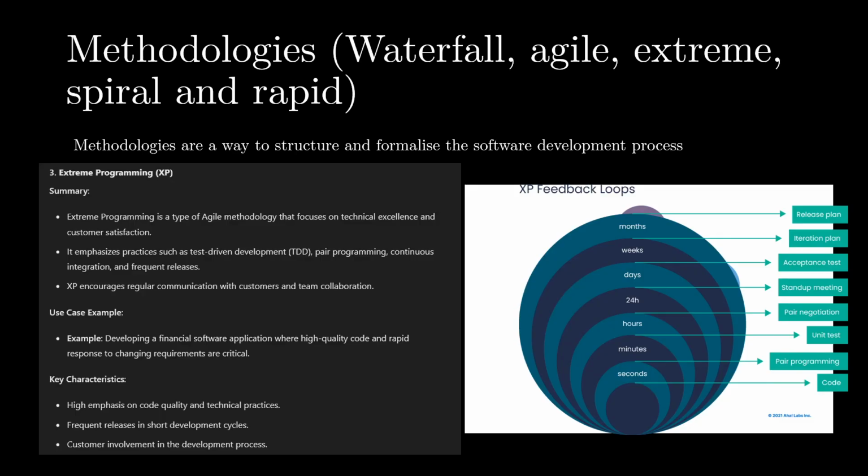The third one is extreme programming. This is a type of agile methodology that focuses on technical excellence and customer satisfaction. It emphasizes practices such as test-driven development, so you basically just continue testing and adjust, pair programming, continuous integration, I have no idea what that is, and frequent releases. Extreme programming encourages regular communication with customers and team collaboration. An example of this might be when you're developing a financial software application where high quality code and rapid response to changing requirements are critical.